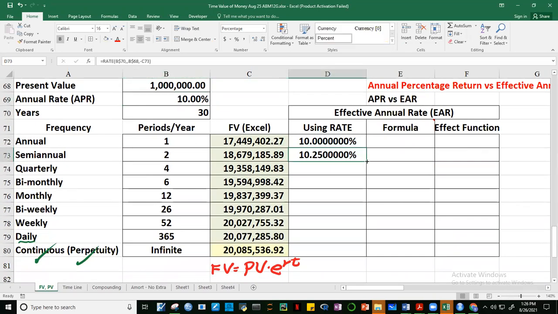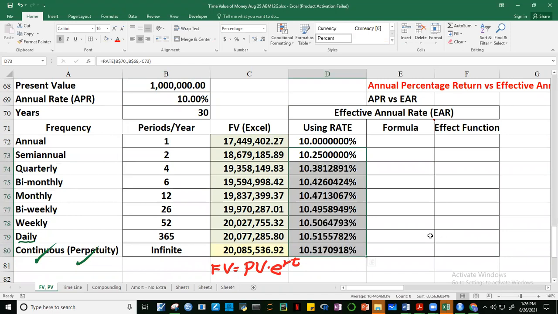So let's copy this down. So we can see, guys, that the effective annual rate is higher if the compounding is more frequent. Obviously, kasi ang future value nito 20,085 na eh. Natural, mas mataas yung effective rate na to compared to 17,449 yung future value. So we can compute for the effective annual rate by using the rate function of Excel.